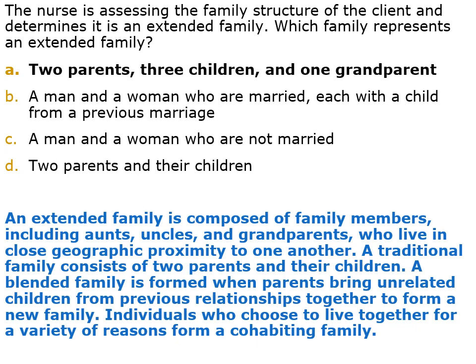An extended family includes aunts, uncles, grandparents who live in close geographic proximity to one another. A traditional family consists of 2 parents and their children, and a blended family is that Brady Bunch, when parents bring their unrelated children from previous relationships together to form that new family. Individuals that choose to live together for a variety of reasons form a cohabiting family.